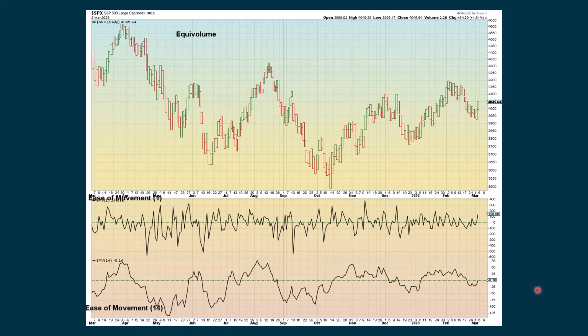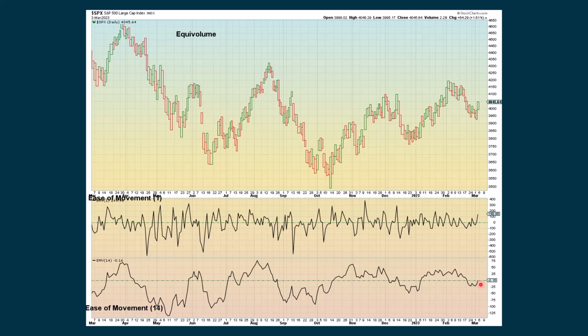The ease of movement, this looks at what is the path of least resistance. I don't look at the 1 period so much. I look more at the 14 period. And we had dropped below this dash line and we're looking more negative. But with Thursday and Friday's advances, we're coming right back up to this dash line.